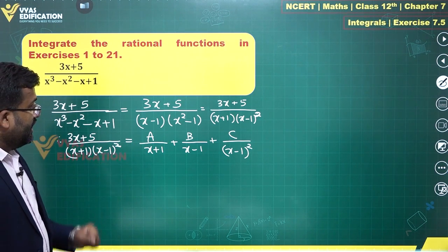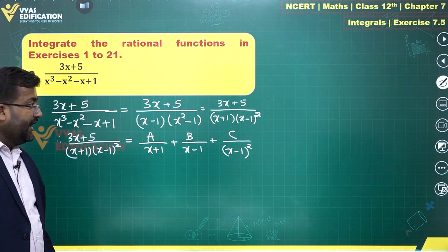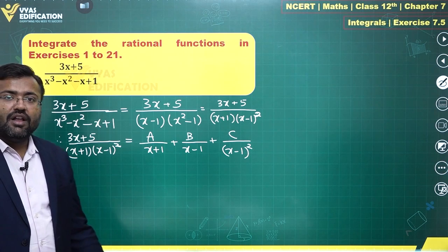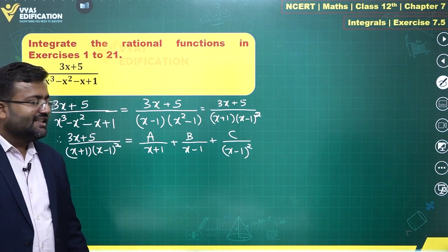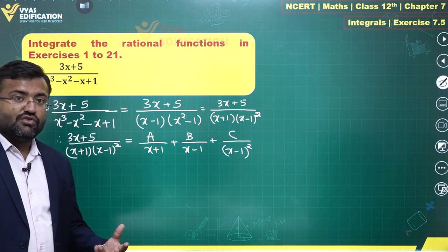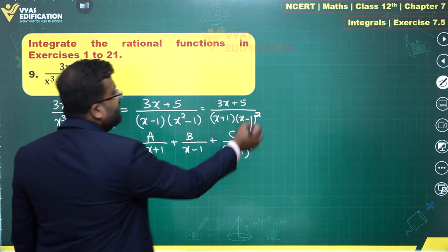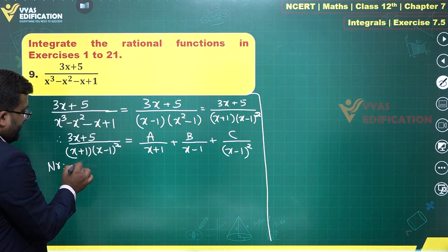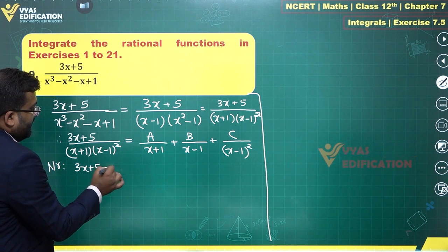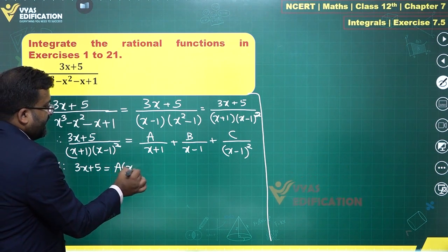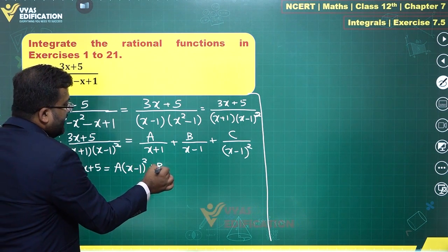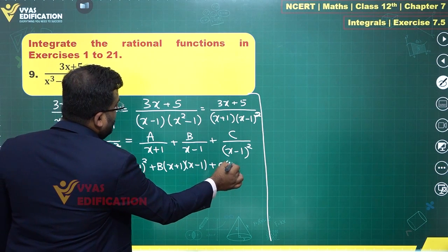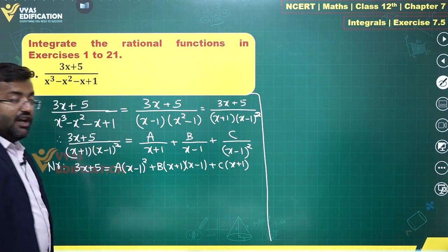Therefore, what will we do? We'll try to find the values of a, b and c. One of the ideas is simple common sense, which is the shortcut that we can have, or we can use the method of comparing coefficients in the numerator. So the numerator on the left hand side is 3x plus 5. In the right hand side you have a times (x minus 1) squared plus b times (x plus 1)(x minus 1) plus c times (x plus 1). And now you can compare.